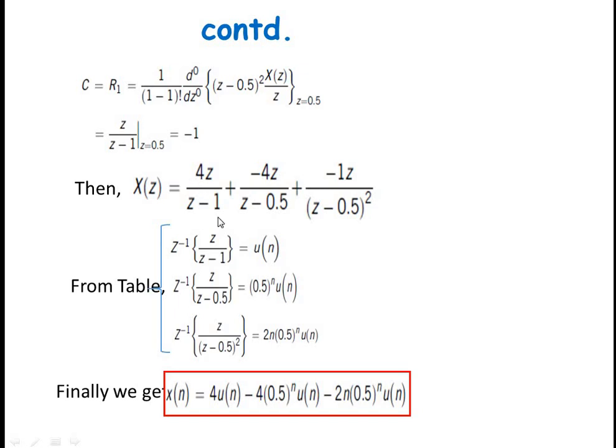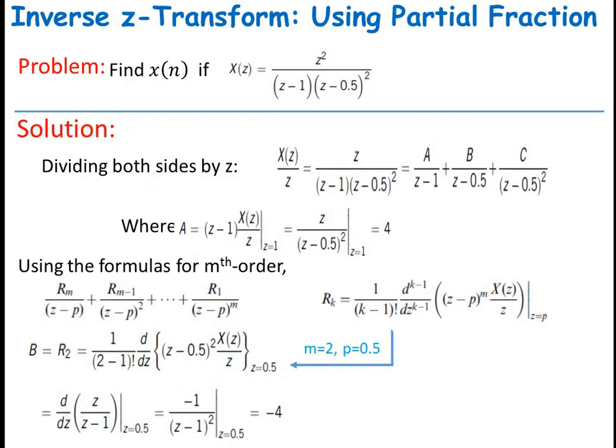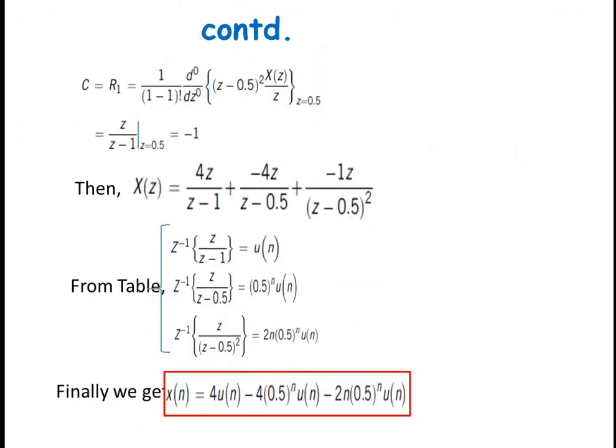So now we are having it in the form of x of z divided by z, right? So now we are going to cross multiply by z. So at last we will be getting this formula. So 4z divided by z minus 1 in this formula.